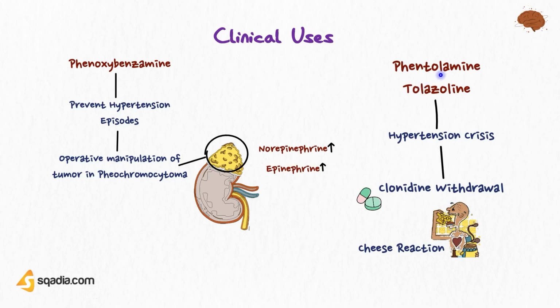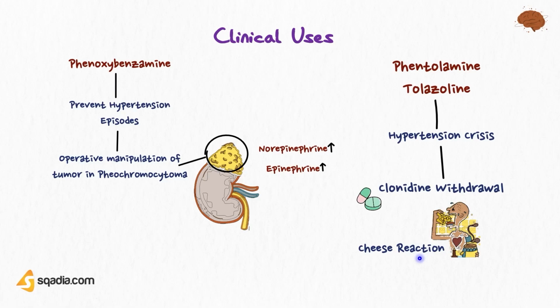Now we give phentolamine and tolazoline to block the alpha-2 adrenergic receptor. When the alpha-2 adrenergic receptor is blocked, the hypertensive crisis diminishes. Now in the cheese reaction, the mechanism is the same.